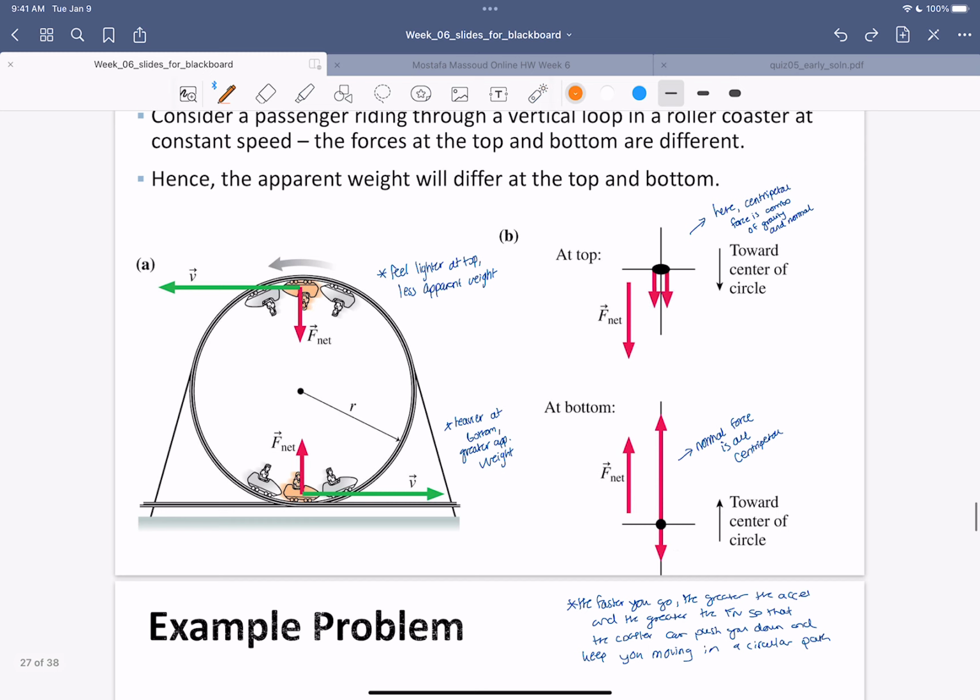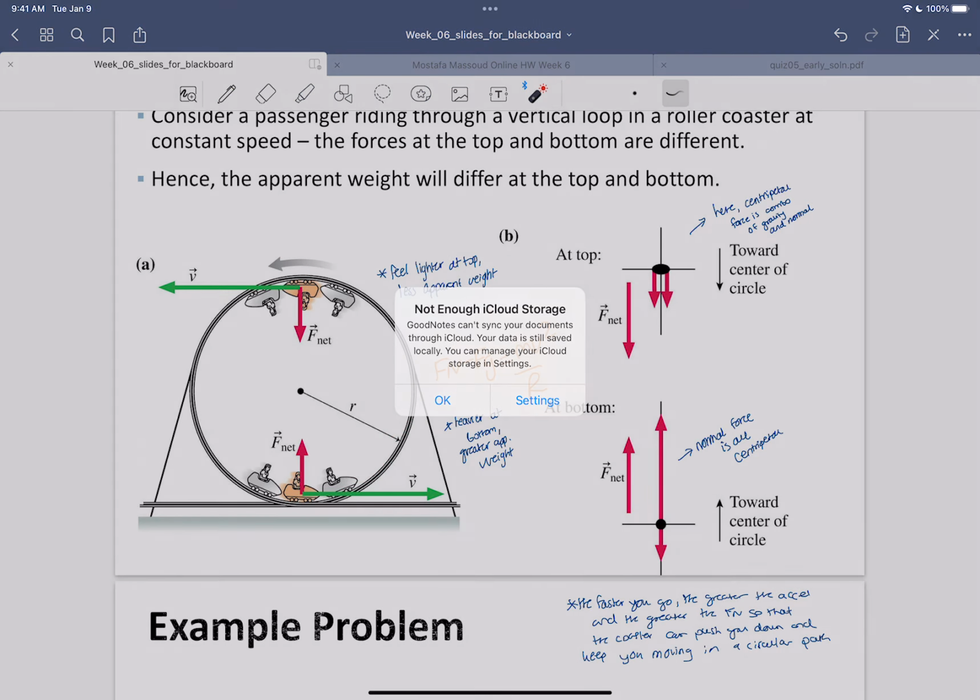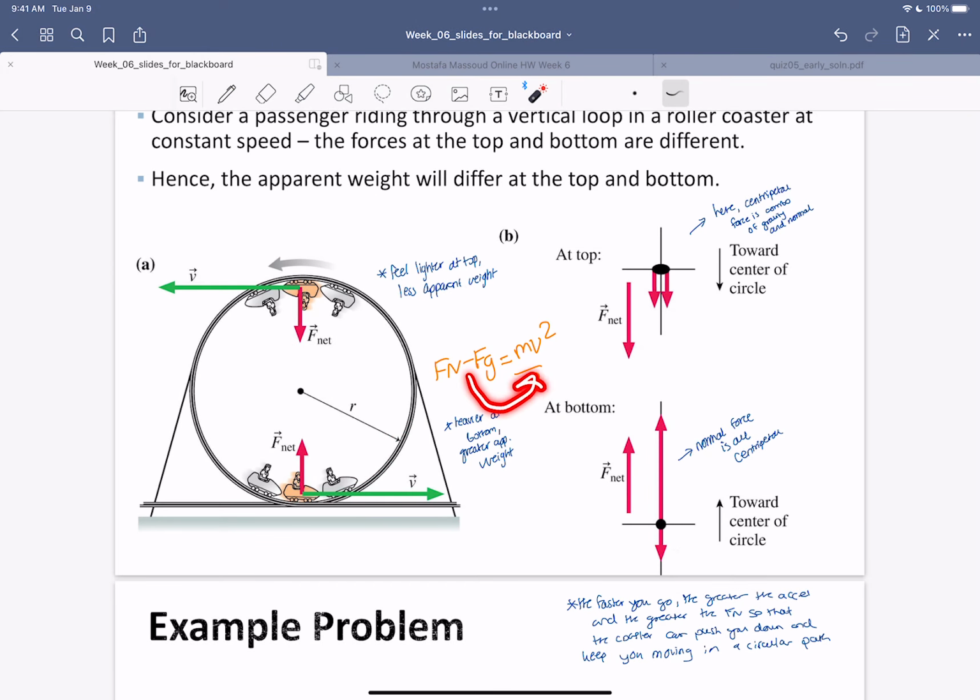Because if we set up Fn minus Fg equals mv squared over r at the bottom, we can see that Fn would equal Fg plus mv squared over r. So you have these two forces contributing to Fn, and those forces added together give you a really large normal force. That's where we can see that the normal force is greater than gravity, because gravity plus another force equals normal force, so it makes sense that normal force has to be bigger.